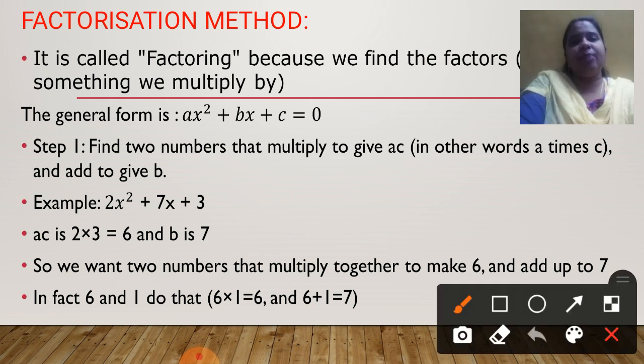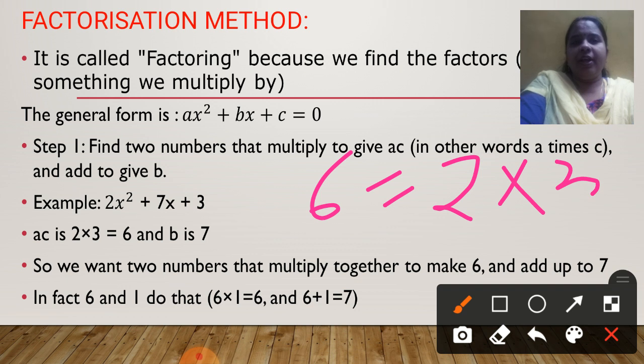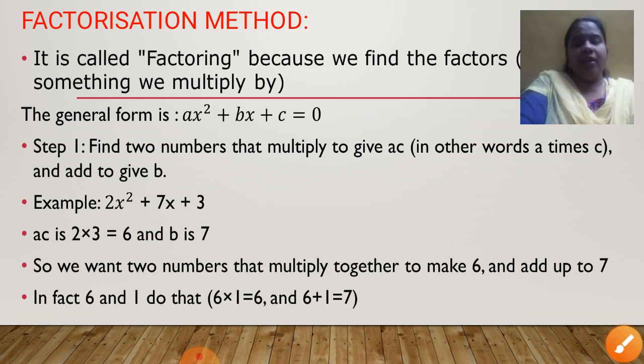Suppose I give you an example of 6. What are the factors of 6? 6 can be written as 2 into 3. Yes or no? It means that 2 is also a factor of 6. Even 3 is a factor of 6. I hope you know this, correct? Now let us relate it with our quadratic equation.